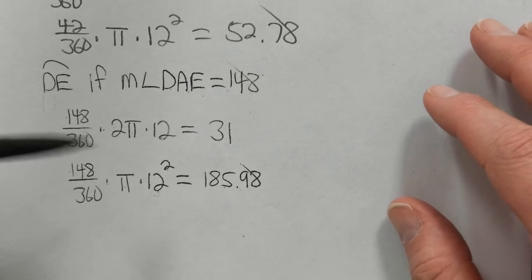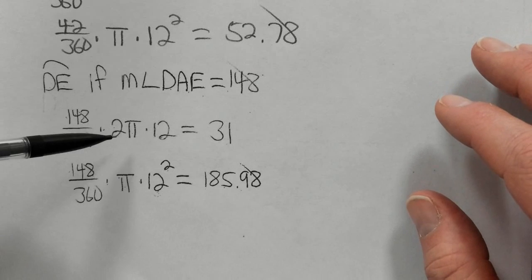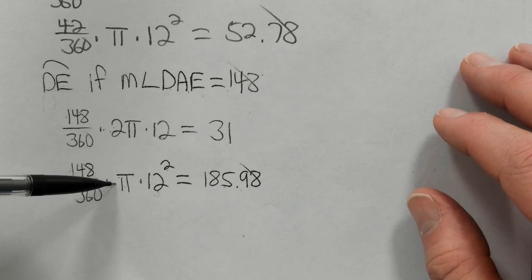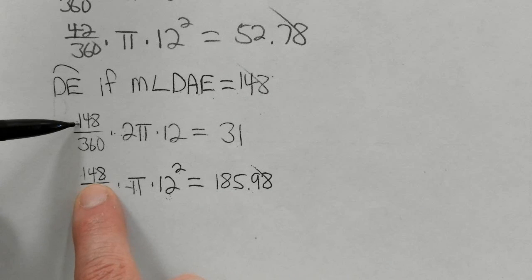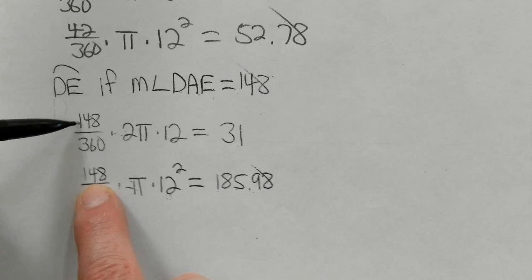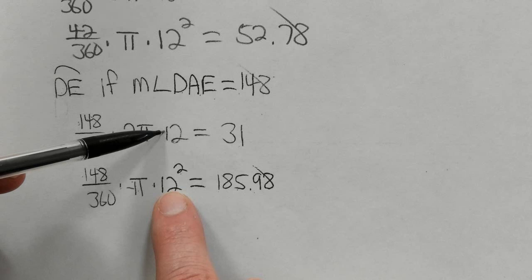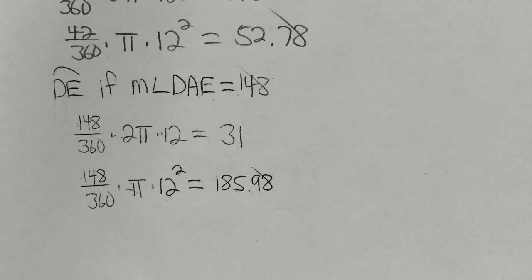185.98. So like I say, make sure you're getting the right formula, whether it asks you for the arc length or the sector area. Make sure you get the degree measure of the arc correct here for x, and then get the radius correct here. And from there, it's just a matter of typing into a calculator and pressing enter, and you got it.